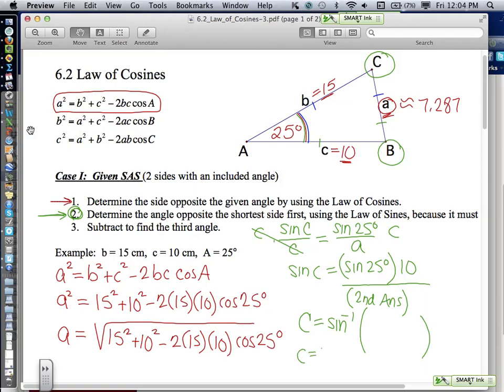35.45. 35 point, can I have 3 decimals? 35.445. Okay, can anyone confirm that? Does anyone else have that? Okay, great. So if our angle C then is 35.445, now we can find that third angle quite simply. Does anyone have that yet? 119.74. Okay, 119.55. Yeah, 554. Okay. All right. Or maybe 555 if you round it up.